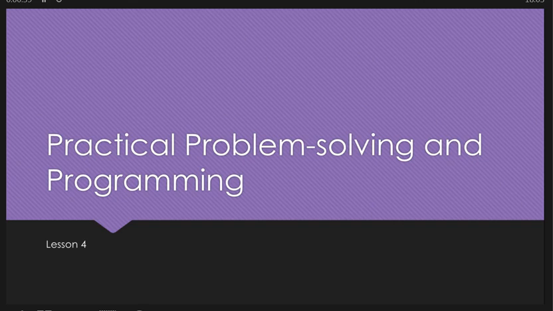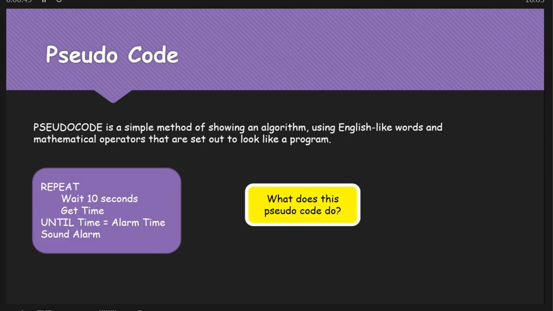Okay, so welcome to lesson 4 on the first part of the practical problem solving and programming. So today what we're going to look at first is pseudocode. So pseudocode is a simple method of showing an algorithm using English-like words and mathematical operators that are set out to look like a program.